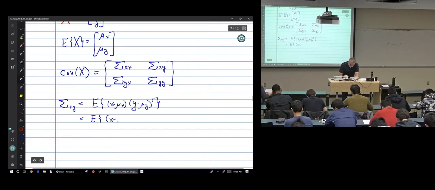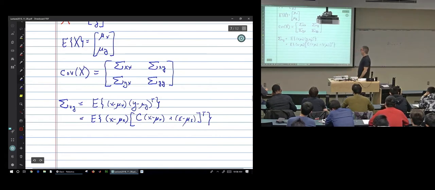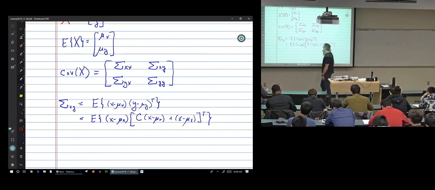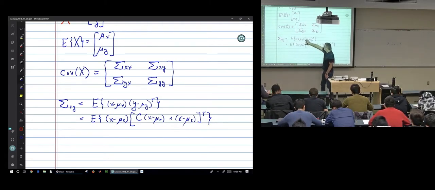So we have x minus its mean, times, and then we just got through playing with y times its mean. It's x minus mu x, plus the noise minus its mean, transposed. Okay, so that's just the definition. The correlation between one vector and another vector is the vector minus its mean times the other vector minus its mean, transposed, expected value. We just wrote down the definition.